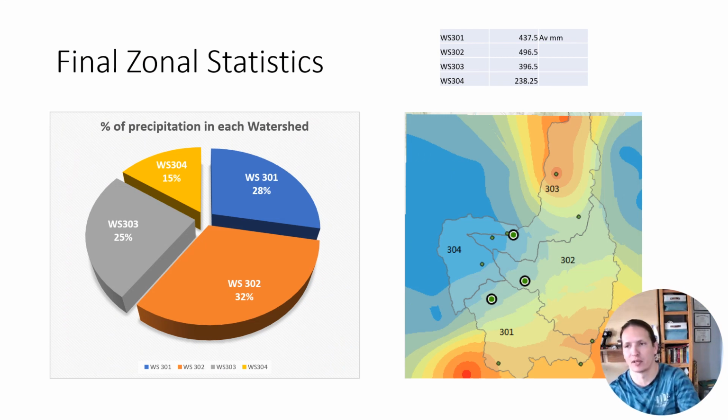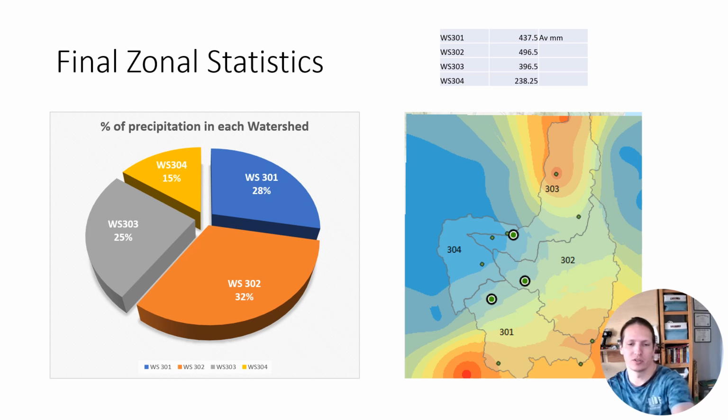I calculated average annual precipitation in each watershed based off of this interpolated model, and then what percentage of that precipitation winds up in each watershed. Up at the top of the screen, that little table is the average annual precipitation in millimeters for each watershed. The watersheds actually have much longer identification numbers. I just took the last three digits.